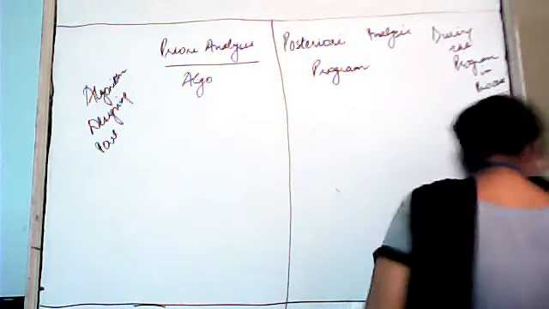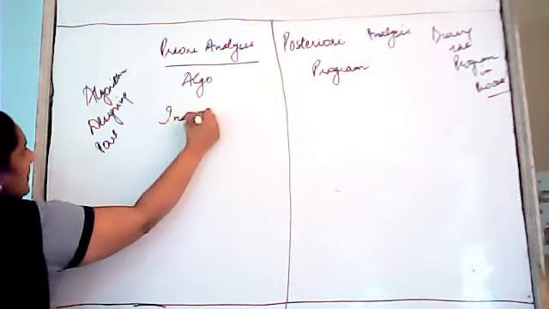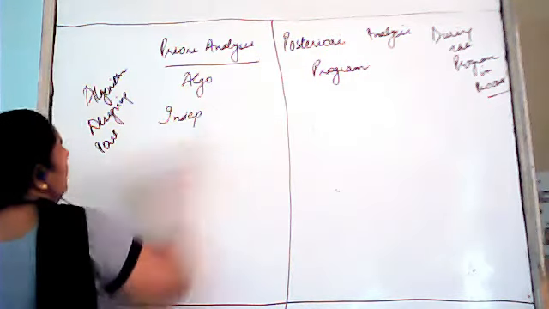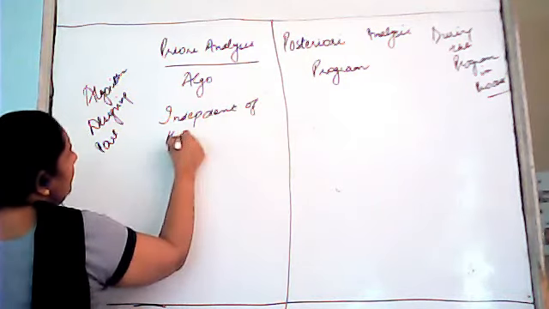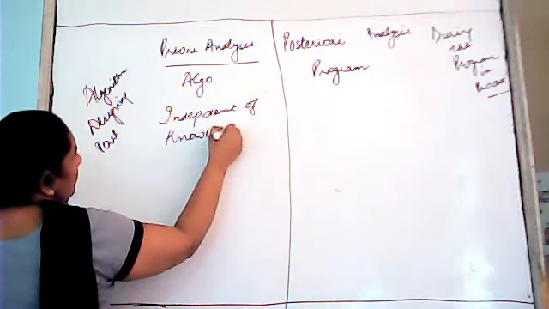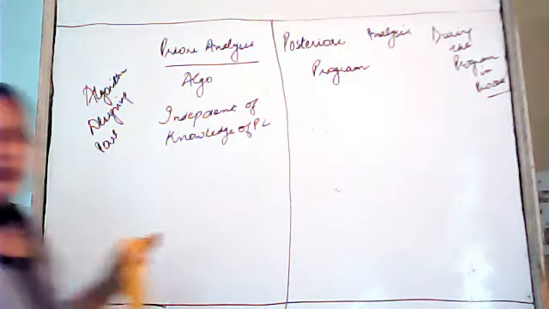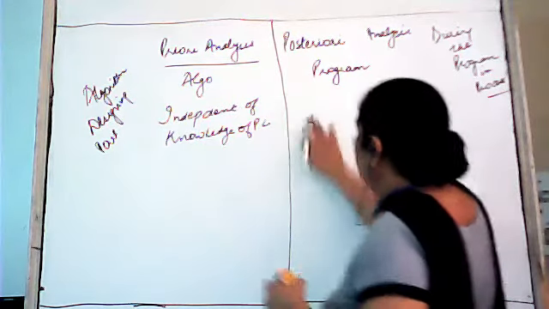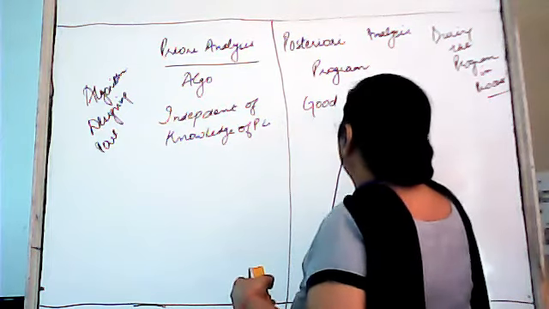Next, the algorithm is independent of the programming language. That means it is independent of the knowledge of the programming language. Only domain knowledge will be sufficient to do this kind of analysis. Here, for the program, we require good programming knowledge.